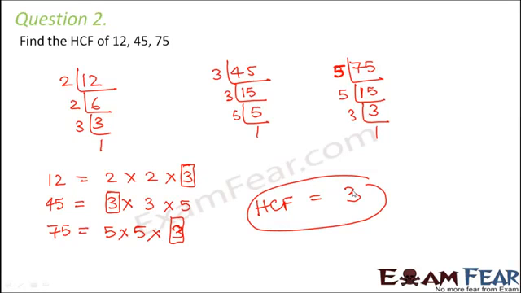Now, if you want to verify the HCF using the alternative method, that is the method of factors, you can do that and you will arrive at the same result. You can give it a try, but again, you will arrive at the same result. Question number 3. Find the HCF of 91, 112 and 49.